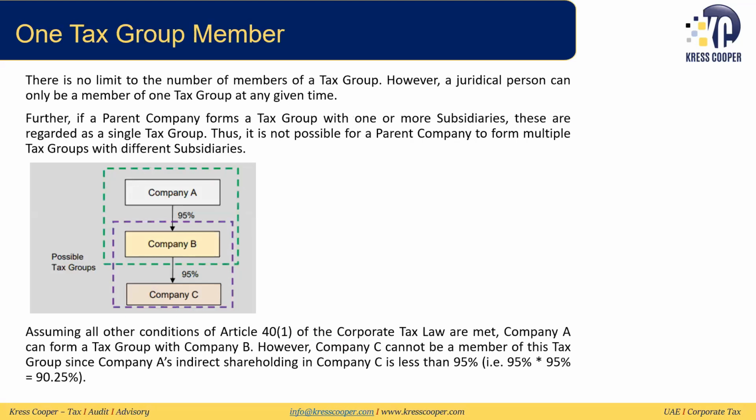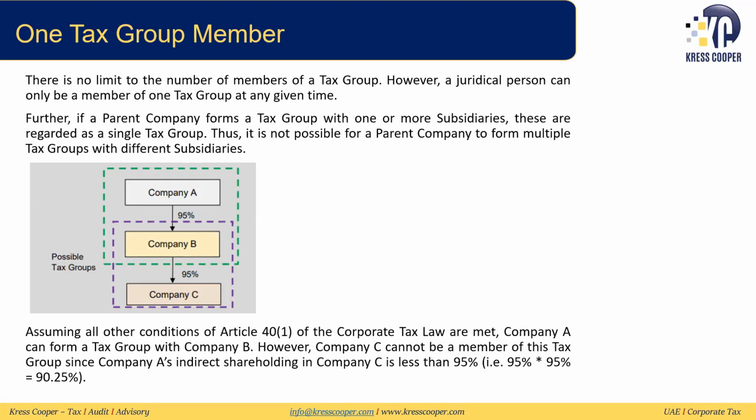There is no limit on how many members can be part of the tax group, but one person cannot be part of two tax groups because, like we just said, the tax group is treated as a single tax person. So it is not possible for a company to be in multiple tax groups. Let's look at this example.